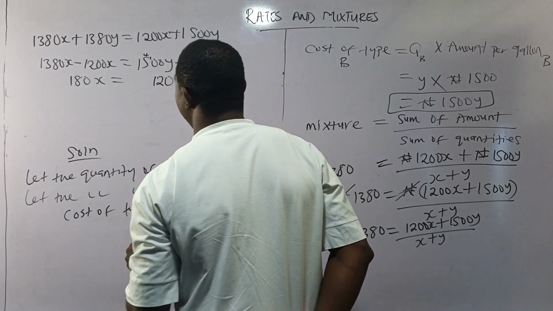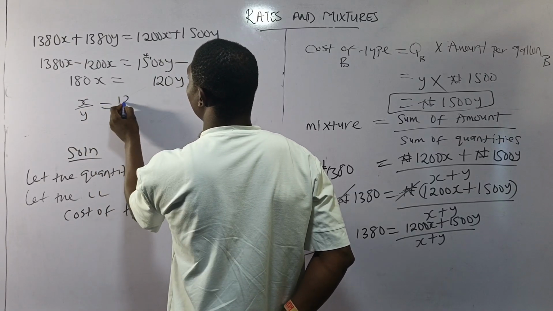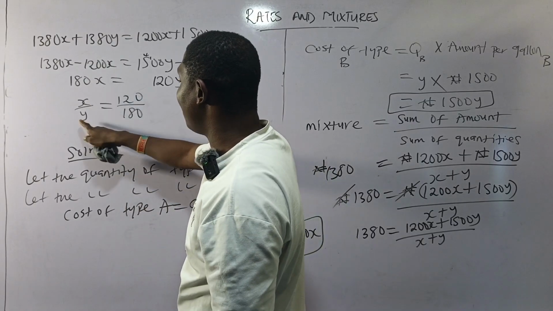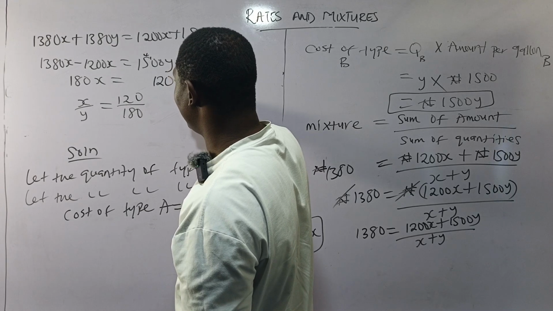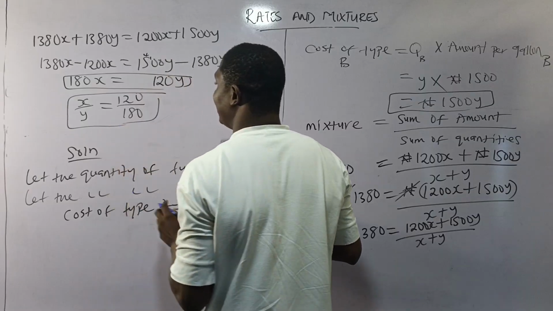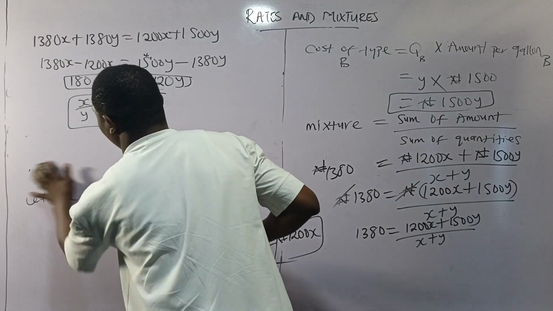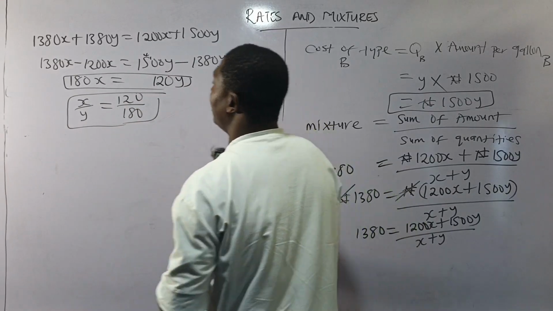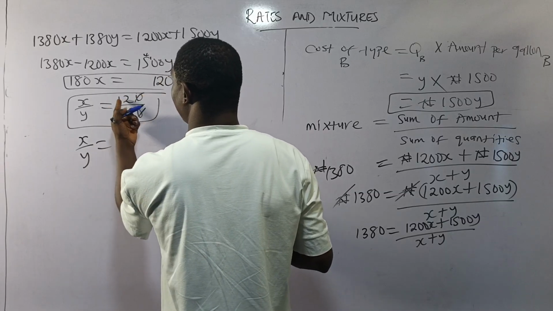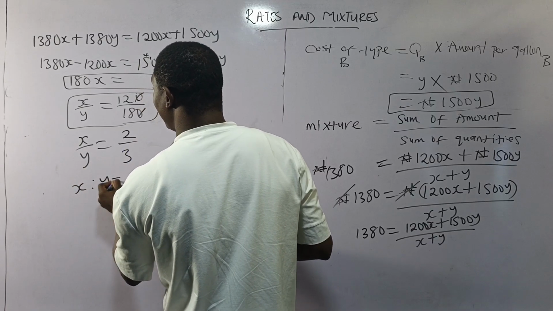Now I'm looking for the ratio x to y. If I write x over y, this is the same as saying 120 over 180. Why? If I cross multiply, I'll have 180x equals 120y, so these expressions are the same. Now x over y will be equal to 120 over 180; zero can cancel zero, 6 here will give me 2, and 6 here will give me 3. So this is the same as the ratio x to y equals 2 to 3.